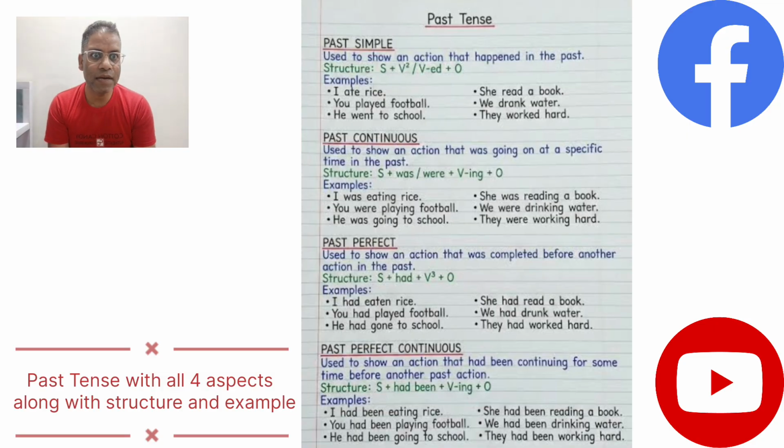And we can use some other conjunctions. Say, for example, he had been going to school before you played cricket. So these are some examples for the past perfect continuous.